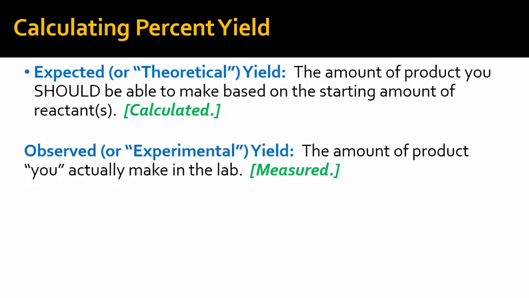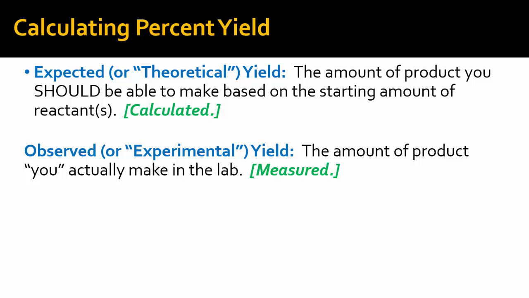So whether you do it in the lab and you actually measure this yourself, or if some Joe or Jane scientist does the measurement for you and you use their data, this is a measured amount that they collected in the lab and then measured a mass or a volume or something like that. In many labs that we do, we measure a finished mass at the end. That would be our observed yield.